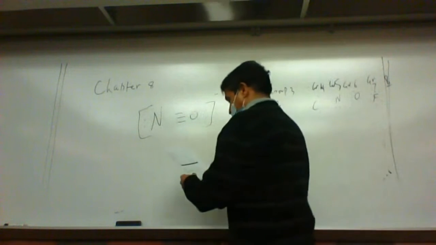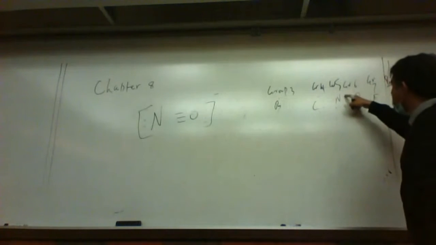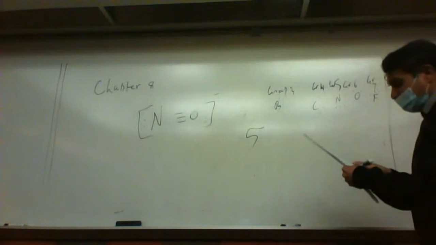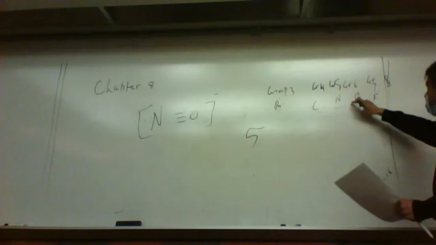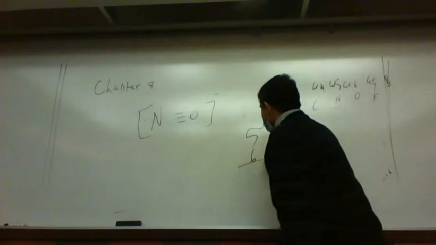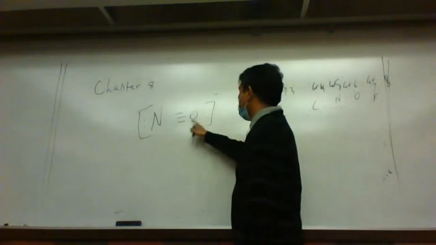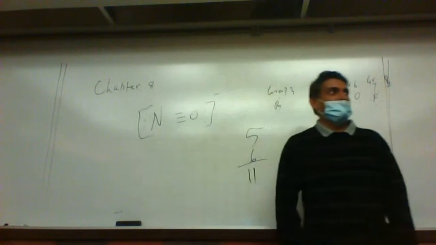So why it is not good is like this. If you look at the nitrogen, outside of nitrogen, how many electrons? 1, 2, 3, 4, 5 electrons. 5 electrons. And if you look at the outside of oxygen, how many electrons? 1, 2, 3, 4, 5, 6 electrons. So you need to have 11 electrons. But how many electrons do we have here? 1, 2, 3, 4, 5, 6, 7, 8, 9, 10. So this is not good.